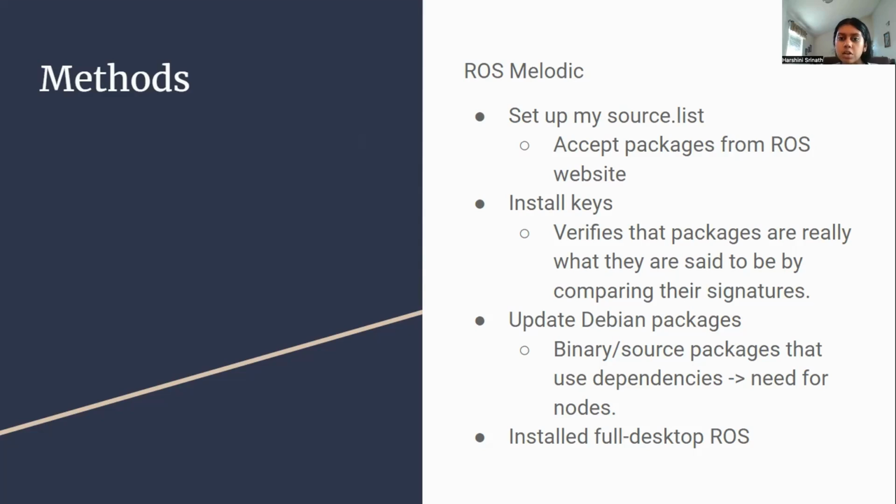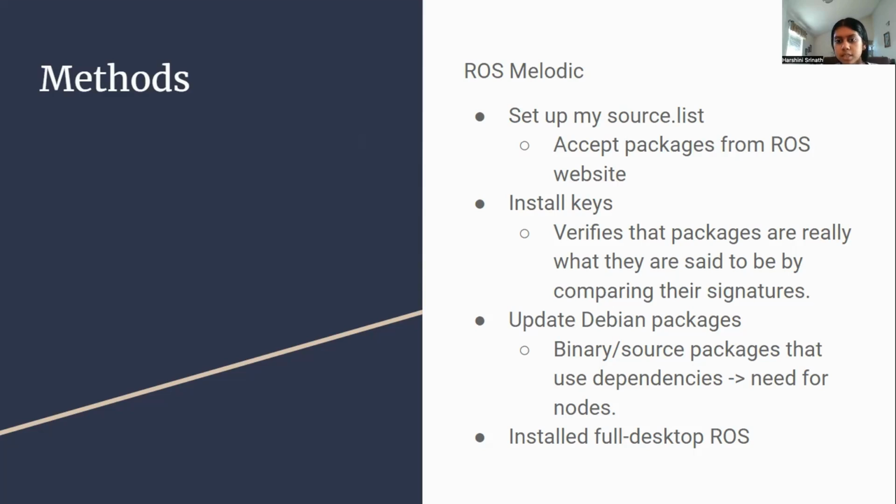And then afterwards, I installed my keys, which was a curl. And then this just verified that packages were really what they said to be, by comparing the signatures of the binary ROS. And then I updated my Debian packages by running sudo apt-get upgrade.